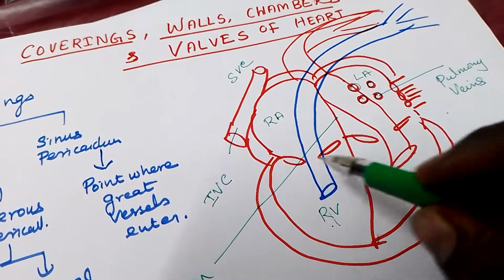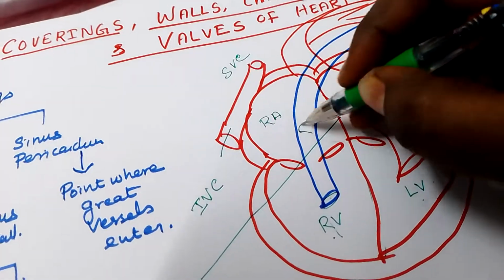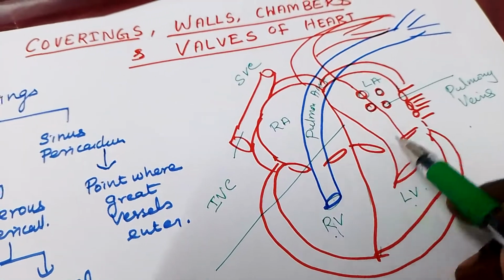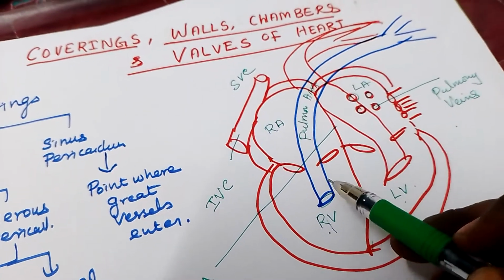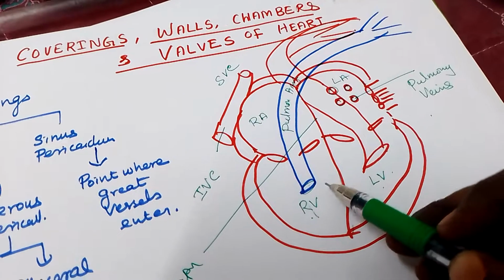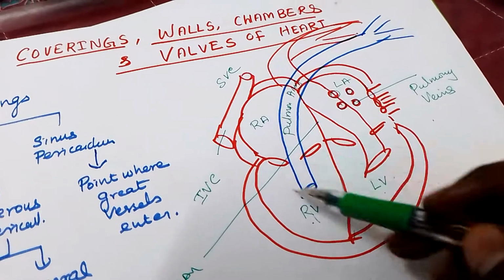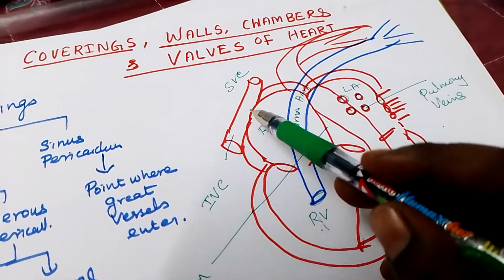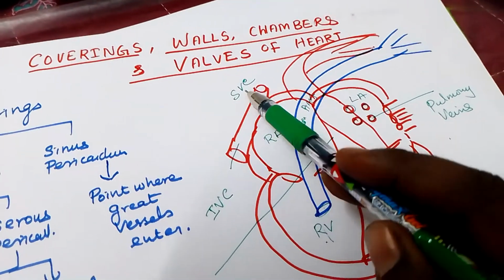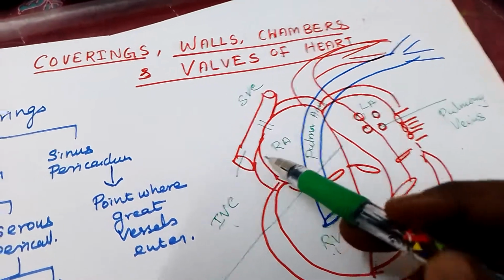What is this? This is called the pulmonary artery. All the arteries usually carry oxygenated blood, but in the circulatory system only the pulmonary artery carries deoxygenated blood. So the right side of the heart contains deoxygenated blood. How? The deoxygenated blood comes from the upper portion of the body through the superior vena cava, and from the lower portion of the body by the inferior vena cava.